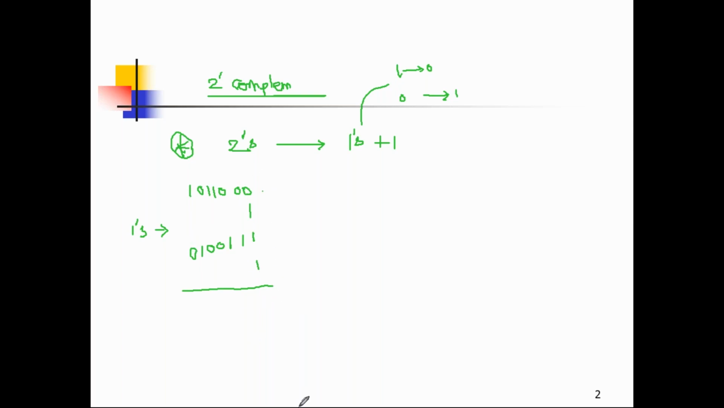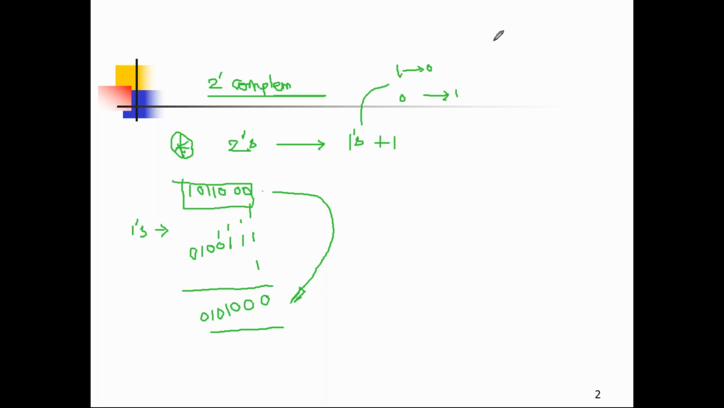Now I am adding the 1. 1 plus 1 is sum 0, carry 1, which comes to here. Again 1 plus 1 is sum 0, carry 1, it goes to here. 1 plus 1 is sum 0, carry 1. 1 plus 0 is 1. This is the 2's complement value for the given number. This is the given number.